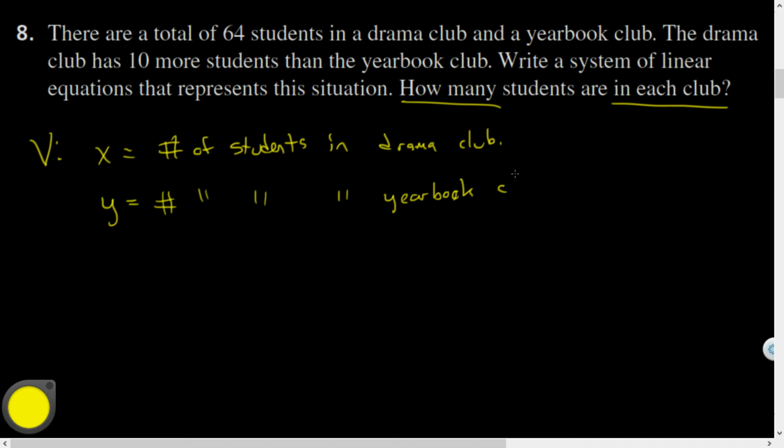Yearbook Club. There we go. All right, so let's write some equations. First equation, total of 64 students. I'll even write my equations in two different colors. Maybe I'll use green and red, tell you what. Total of 64 students in drama club and yearbook club. How could I translate that into a math fact using my new variables?